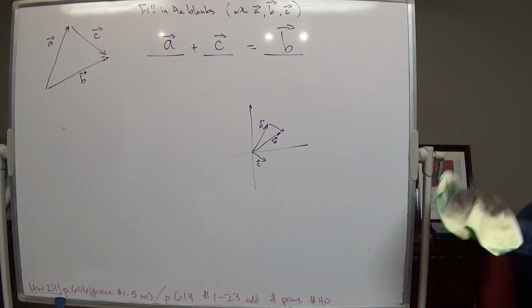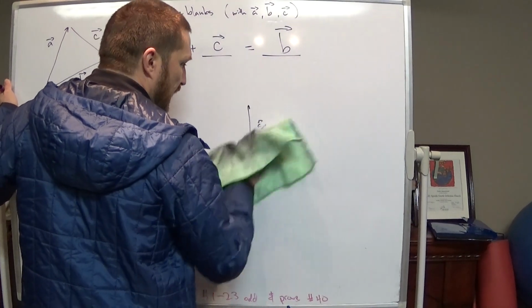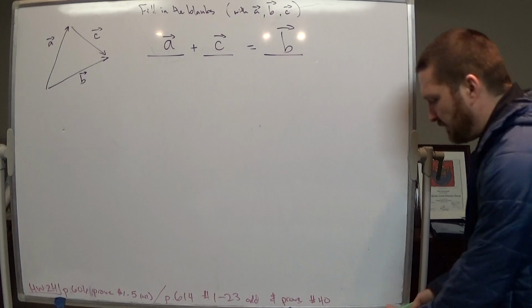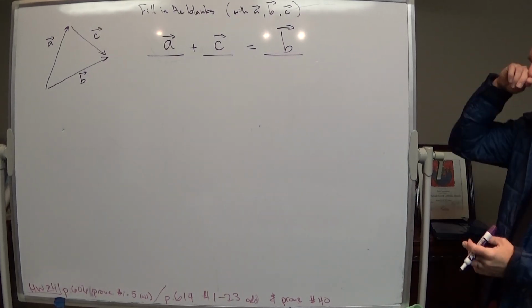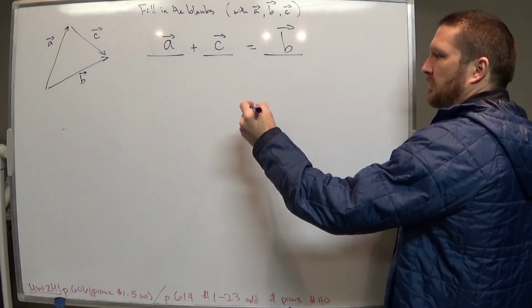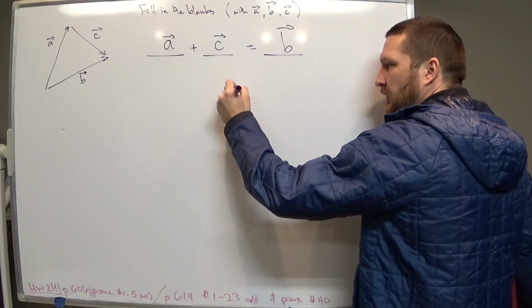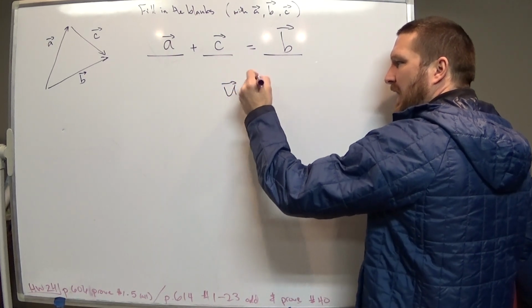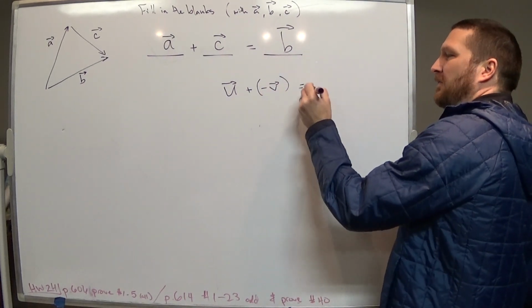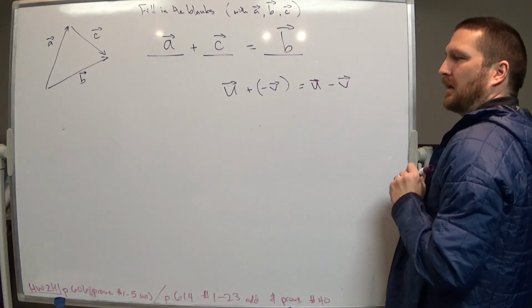Now, here's something. We didn't define this, but we did talk about this: that we defined vector addition, but we didn't define vector subtraction. But it should be obvious what vector subtraction is. If we have some vector u, and then we add a negative vector v to it, that's what we mean by vector subtraction. So u minus v, like that.